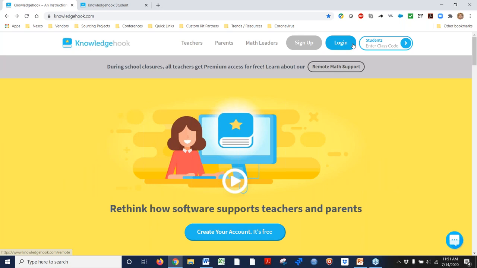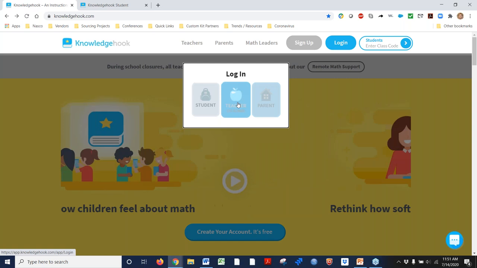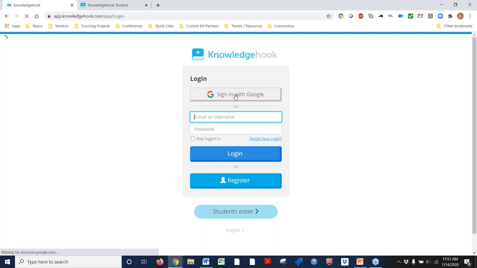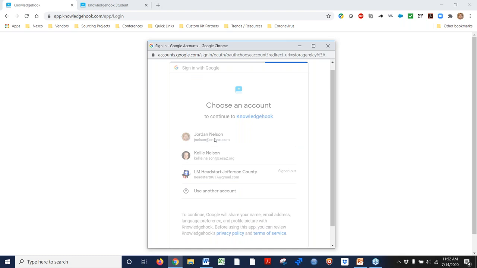Now, typically, you would sign up, but what I'm going to do is log in as my teacher so you can get an idea of what it is. And the nice thing is when you log in, you can sign in with Google, so you don't have to sign in right away, to make it very convenient to sign into your classroom.